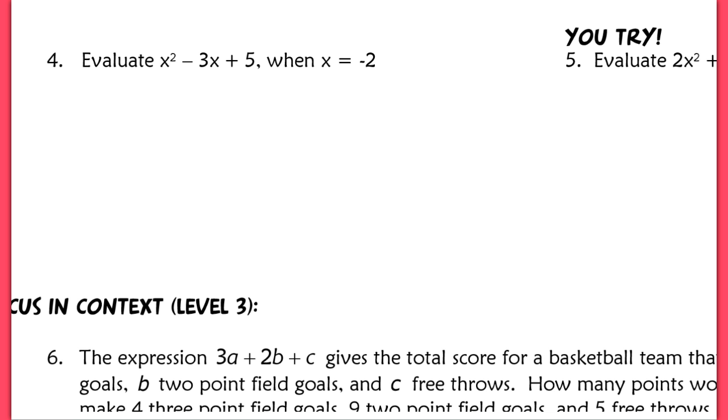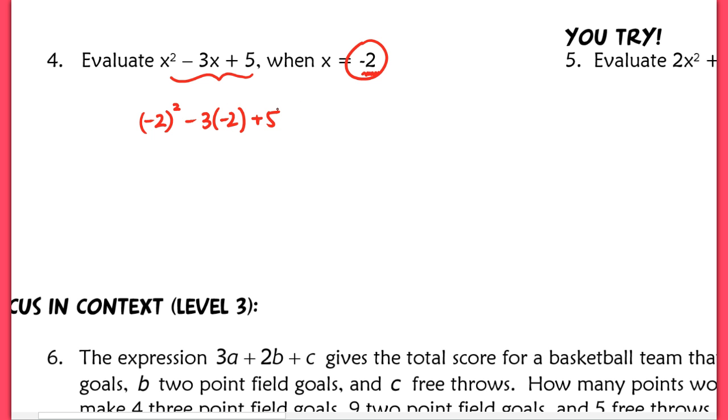Okay, next up in number 4, now we're going to substitute in a negative value. This is a little bit trickier than what we've done before because we have to substitute in a negative value. So here when it says to evaluate this expression, anywhere we see the x, we're going to substitute in negative 2. So now I have negative 2 squared. So I'm going to write that as negative 2 to the second power minus 3 times negative 2 plus 5.